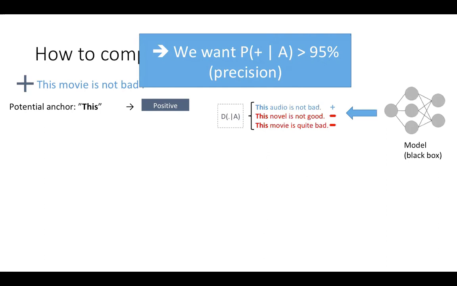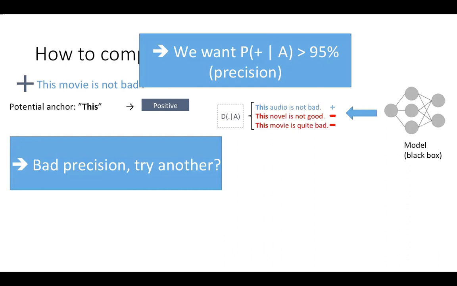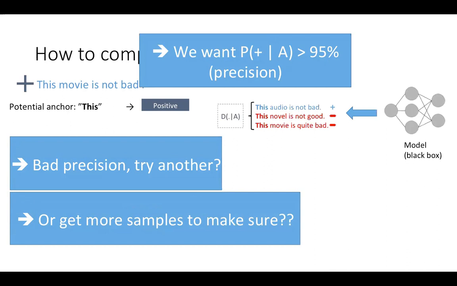Now, if it is a bad precision, try some other model. That is one possibility. Or try additional samples to check what is the best set of anchors. You can either try some other model, some other anchor, or some other data samples. Any of these three is possible, and based on this you can ascertain which set of anchors you want to choose.